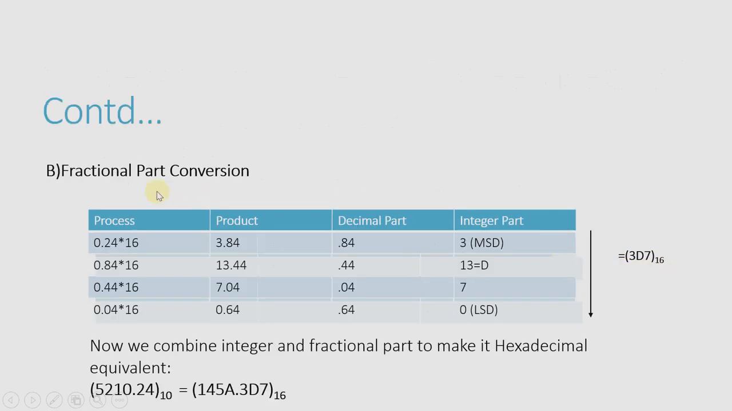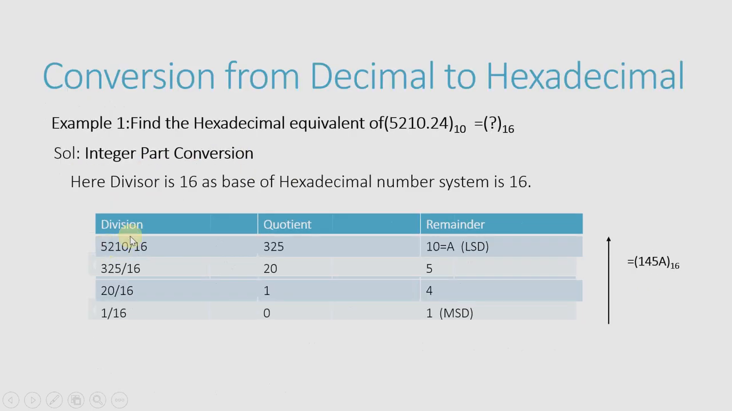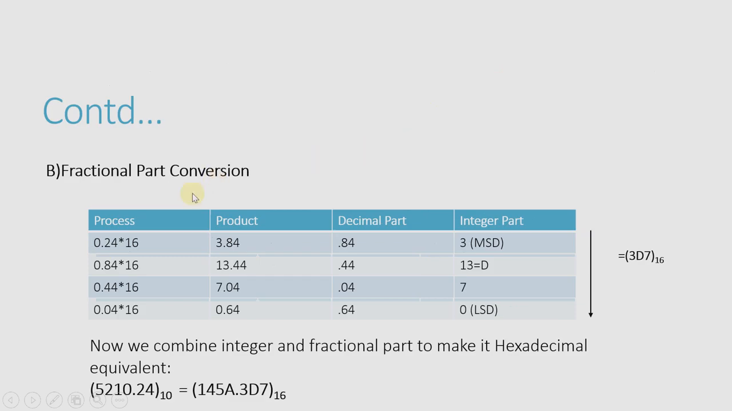So next, what do you have? The fractional part. Now the fractional part is 0.24. So we take again 0.24 and multiply it with the new base, that is 16. We get the product 3.84. The decimal part is 0.84 and the integer part is 3. Again pick up the decimal part, multiply it with 16, you get the product 13.44. The decimal part is 0.44 and the integer part is 13.